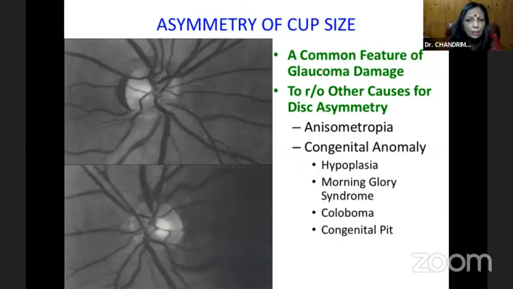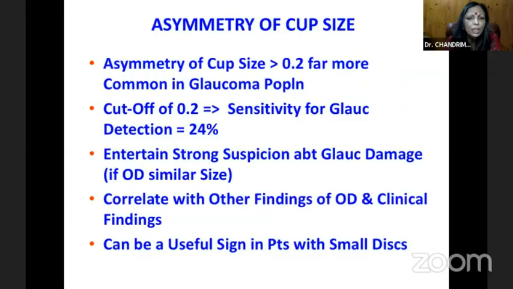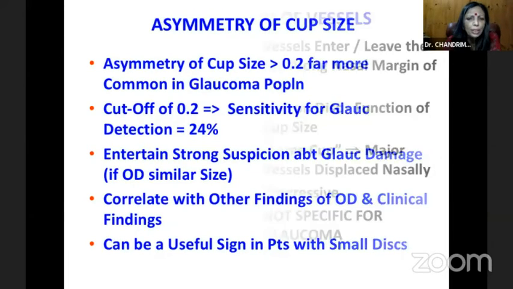Asymmetry of the cup is another sign which you have to look for, but also be careful of the differential diagnosis like hypoplasia, morning glory syndrome, coloboma, and congenital pit. Asymmetry of the cup size, generally more than 0.2, is common in the glaucomatous population, and entertain strong suspicion if you do see that.